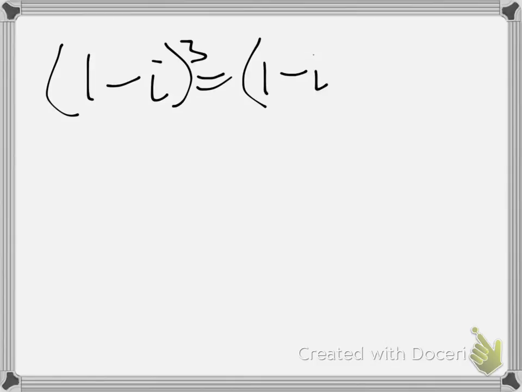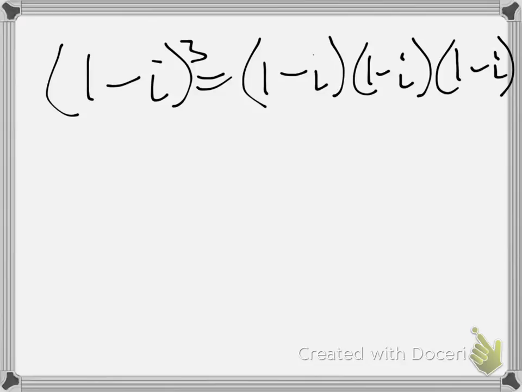Now, in a situation where you have to do something where you have something like this. Well, obviously that's 1 minus I times 1 minus I times 1 minus I.